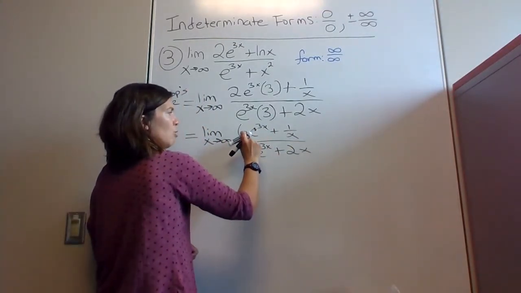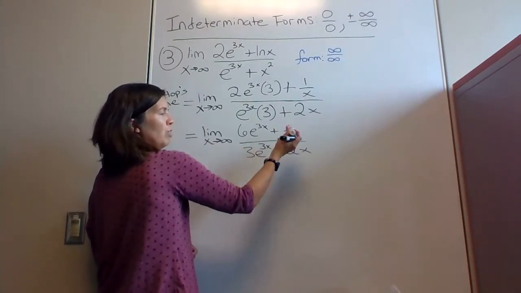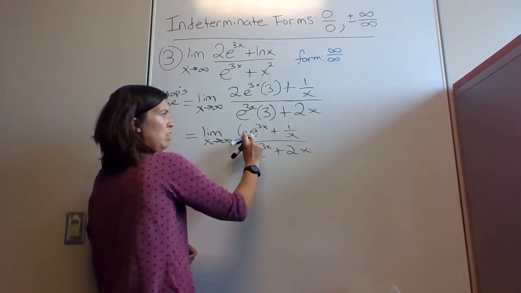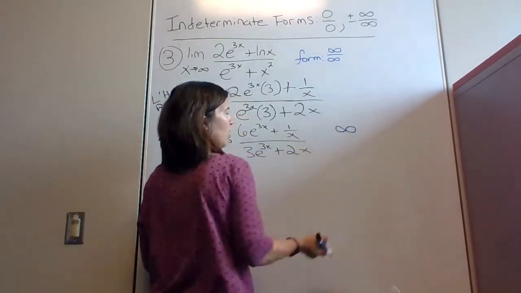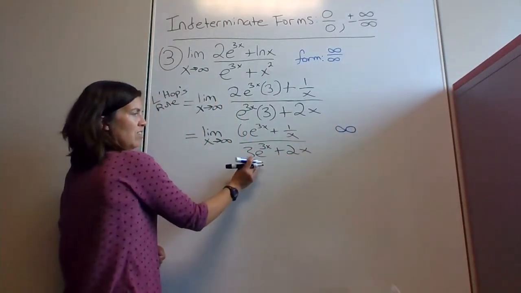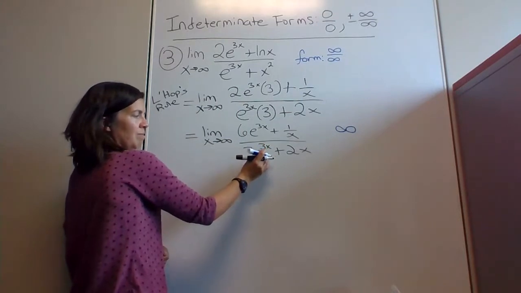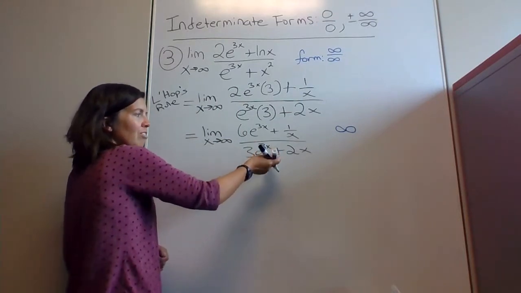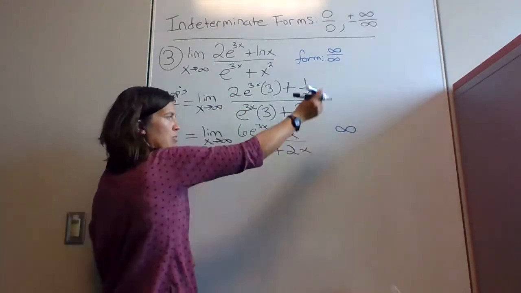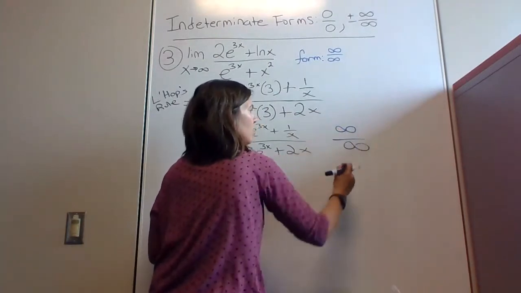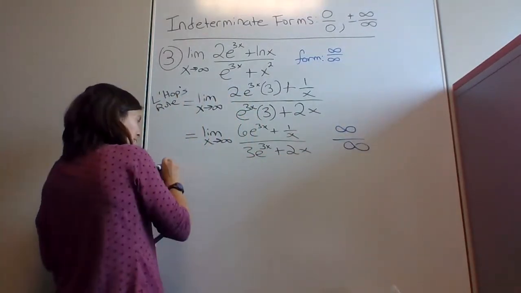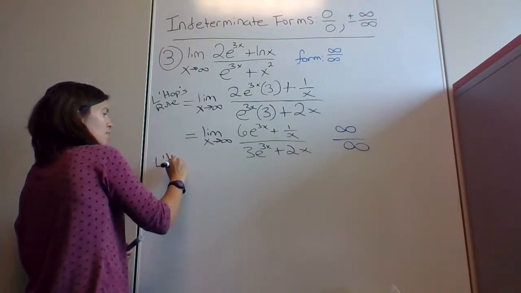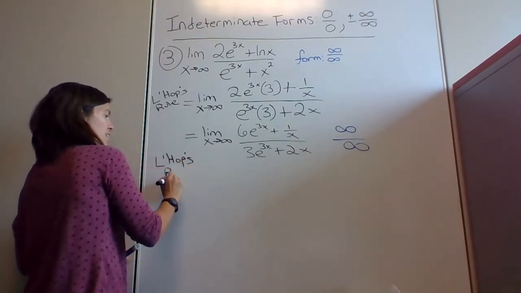This limit still has the form, so as x approaches infinity, we have e to the infinity, that's growing without bound, plus 1 over infinity, which is 0. But so you've got a really large number plus something close to 0, so this numerator is approaching infinity. And then denominator, 3 times e to the infinity, so that's getting really, really big, plus 2x is getting really, really big, so this has the form infinity over infinity. Which means we can apply L'Hopital's rule again.